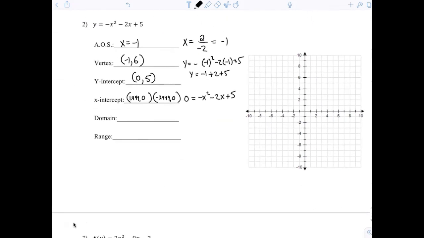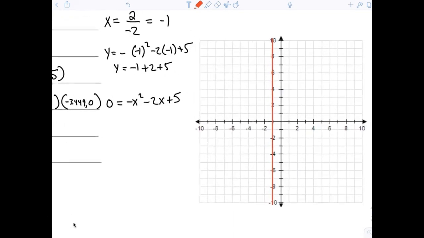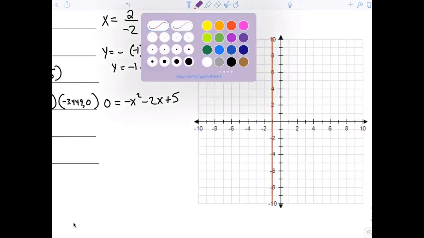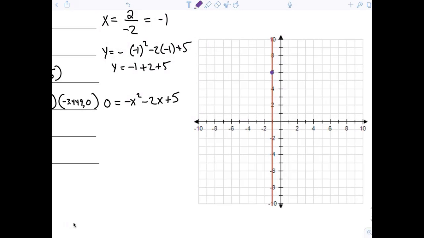So what I want to do now is go ahead and graph these real quick. We're going to graph the axis of symmetry, which is x equals -1. I'm going to draw this axis of symmetry right here, x equals -1. Then I'm going to draw the vertex, which is -1, 6. Then the y-intercept is here. Now I'm going to draw the graph. It's going to look something like this. And then the other one's going to look something like this. Is that correct? Emily, is that correct?